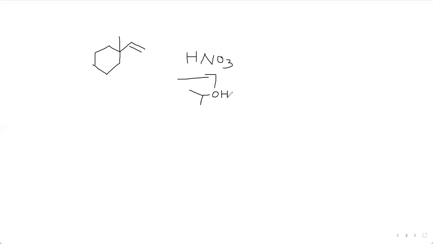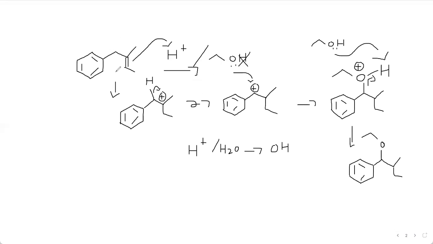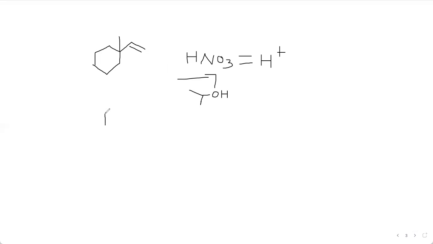So again, here I'm not looking for the entire mechanism. Let's think about the very first step though. I have a double bond with an acid. Remember, HNO3 is the same thing as H2SO4, which is the same as H plus. So just like before, the double bond's going to attack H plus to get a carbocation. So the carbocation is going to form secondary rather than primary. So it's going to go here.